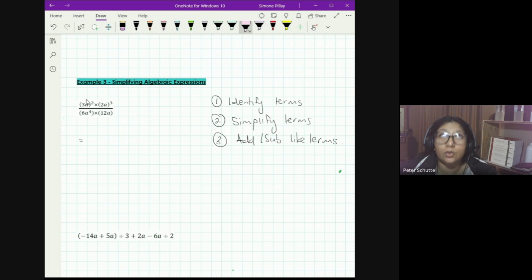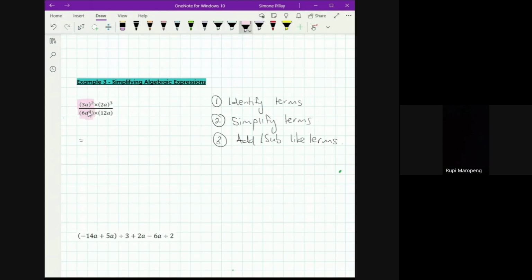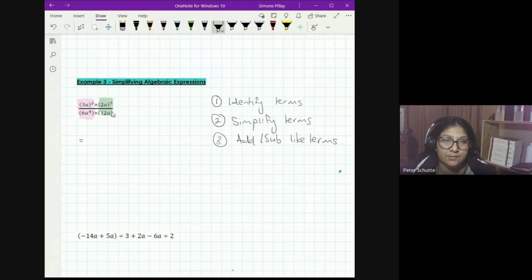Why 2? Where, or rather, where 2? Are you saying this is one and this is another one? Yes, ma'am. That would be incorrect because remember, terms are separated by plus or minuses. There is not one plus or minus in this entire expression. So this entire expression is one term.